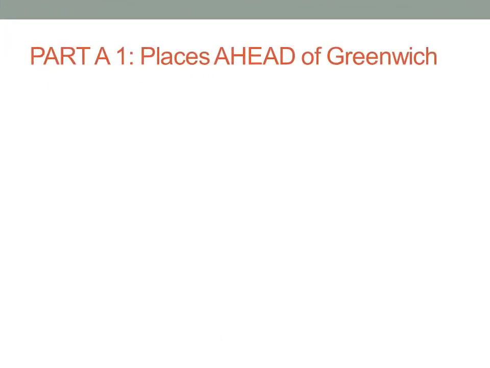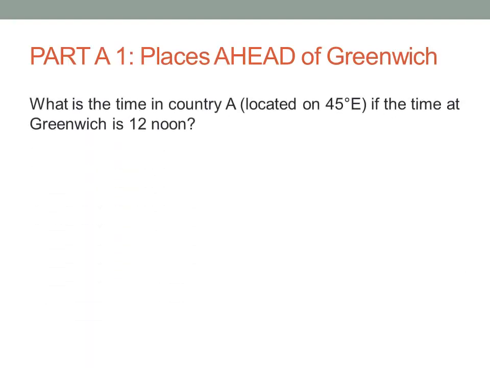Part A1, places ahead of Greenwich. Our first worked example states, what is the time in country A, located on 45 degrees east, if the time at Greenwich is 12 noon? Let us first establish the facts of this example. Country A is located to the east of Greenwich. Therefore, this country will be farther ahead in time.